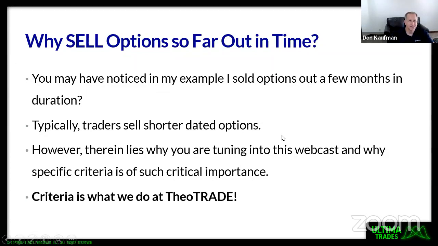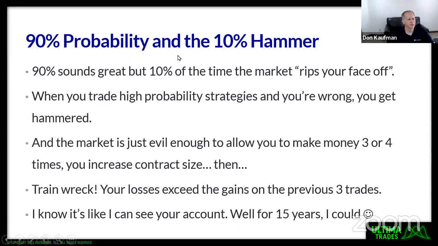Listen, this is what we're getting into: higher probability sale of premium. But there's the 90% probability, and then there's the 10% hammer. Doing trades with a 90% probability sounds wonderful, sounds great. But 10% of the time, the market does what? Rips your face off. That's trader lingo for you just got hit by a Mack truck that you didn't even see coming. When you trade high probability strategies and you're wrong, you get hammered. You get just annihilated. And the marketplace is just evil enough to let you do this multiple times.